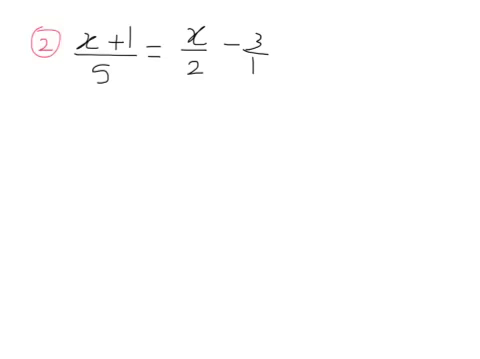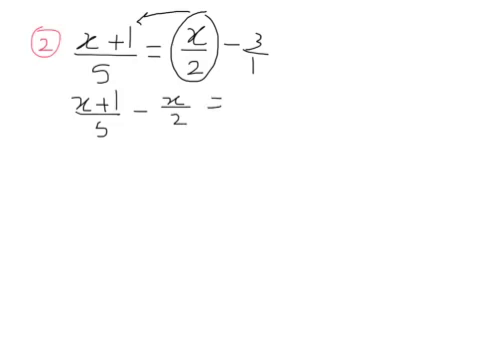The best thing for us here, since x is a pronumeral, is that it has to be moved to the left side. So that way we'll make the equation look like that. X plus 1 over 5 minus x over 2. I'm leaving the negative 3 on the other side.